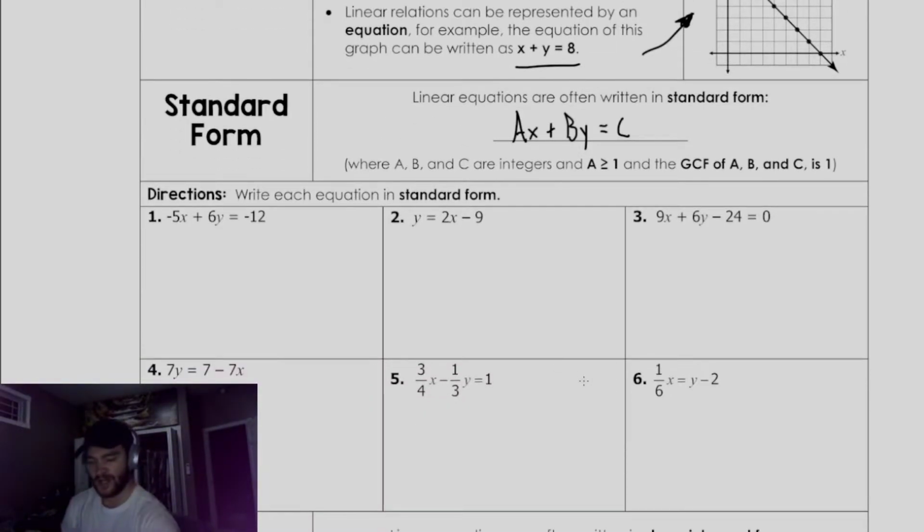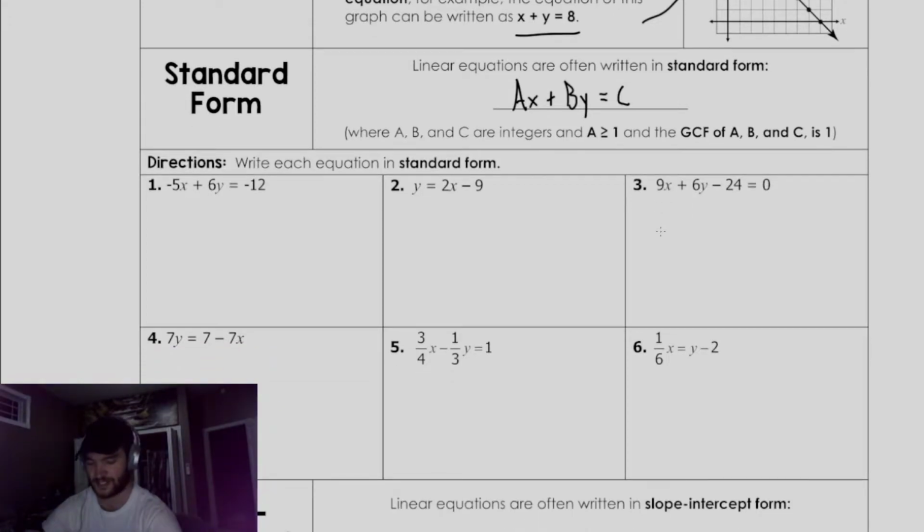Cool. The biggest rule, however, is this right here. When a, b, and c are integers, a has to be greater than or equal to 1. And you can manipulate stuff to make a greater than 1. That's not that big of a deal. GCF is greatest common factor, of course, of a, b, and c is 1. So we want to make sure that we're simplifying down. That's what this is saying. So don't even worry about this. Just basically say simplify. Awesome. Hopefully you guys can see that.